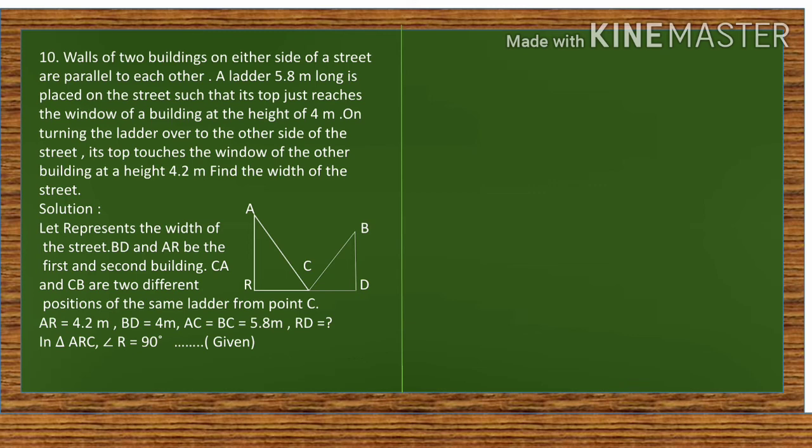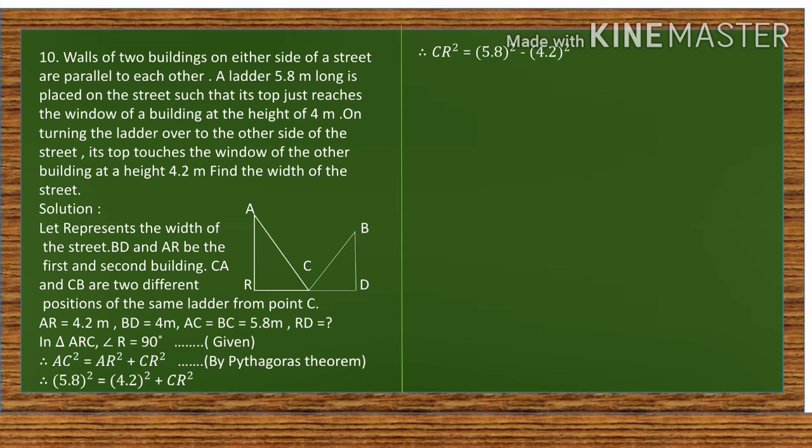In triangle ARC, angle R is equal to 90 degrees, given part. Then we can use Pythagoras theorem here. Therefore AC square is equal to AR square plus CR square by Pythagoras theorem. Now substitute values. After substituting values, we get 5.8 square is equal to 4.2 square plus CR square. Here CR square is equal to 5.8 square minus 4.2 square.